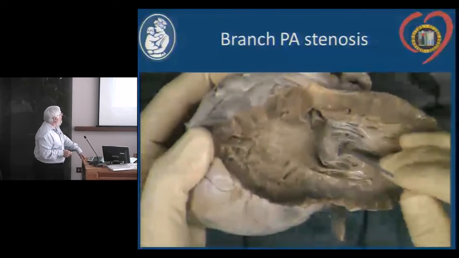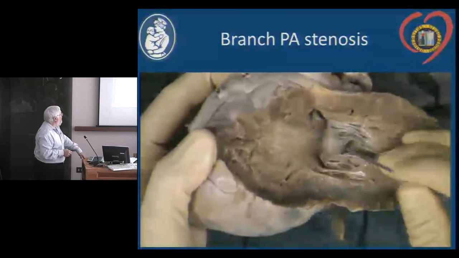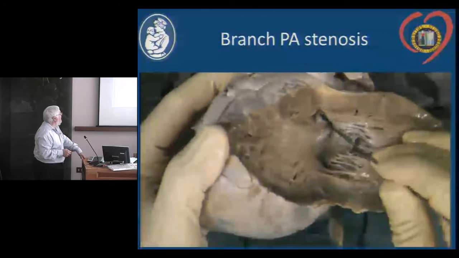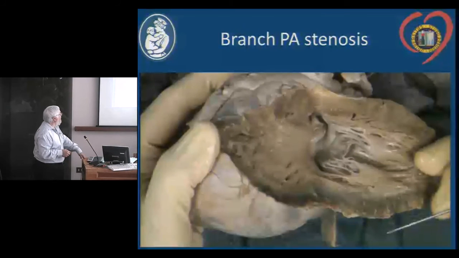As you can see here, there's the mitral valve. The aortic outflow looks pretty normal here, but there is some left ventricular hypertrophy.